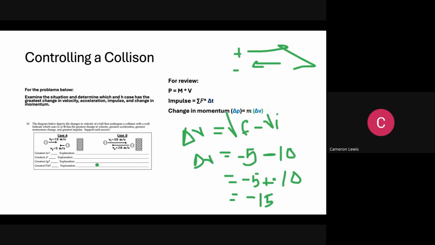Now let's take that same concept for the second one. What is my initial velocity? Positive 30. What is my final velocity? Negative 28. So technically, what is my change of velocity? Negative 58.